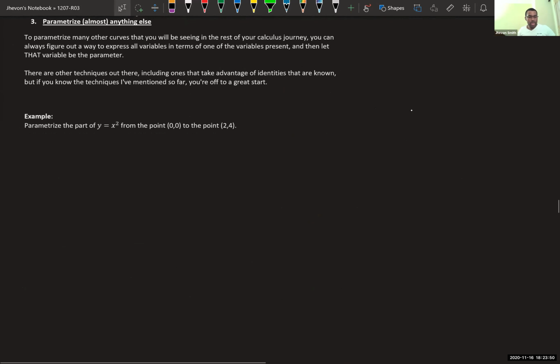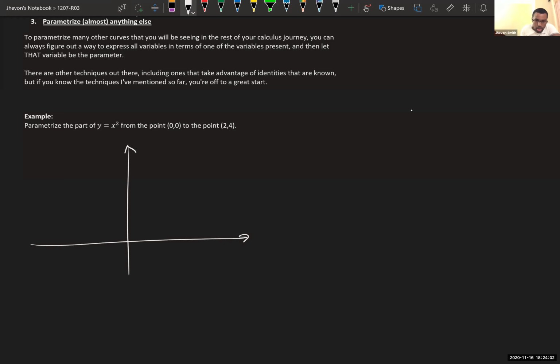So for example, let's say I want to parameterize the part of y equals x squared from the point 0, 0 to the point 2, 4, right? So y equals x squared. Obviously, that's a parabola.